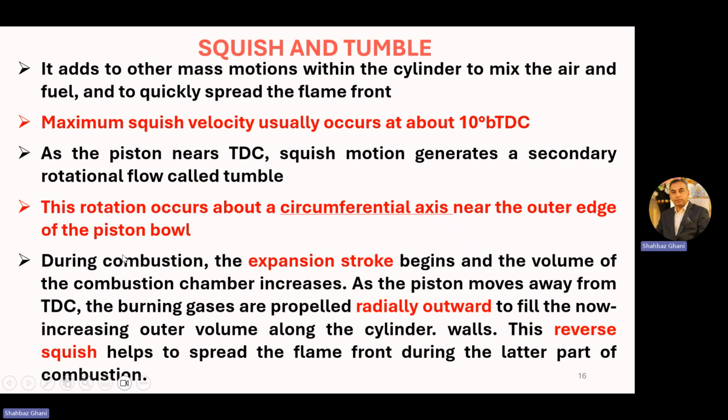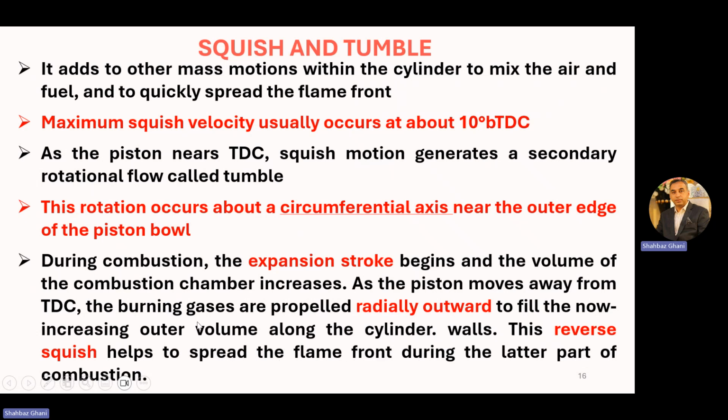During combustion, the expansion stroke begins and the volume of the combustion chamber increases as the piston moves from TDC to BDC. As the piston moves away from TDC, the burning gases are propelled radially outward, so they will be moving like this, to fill the now increasing outer volume along the cylinder walls. This reverse squish helps to spread the flame front during the later part of the combustion.